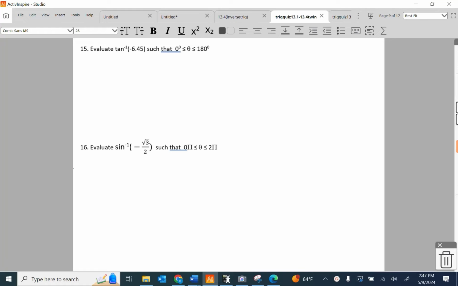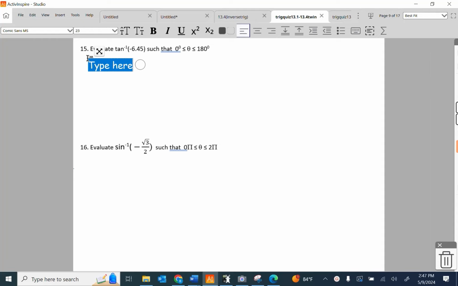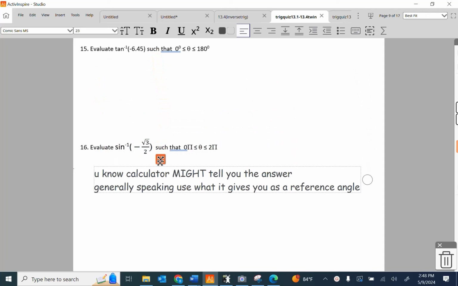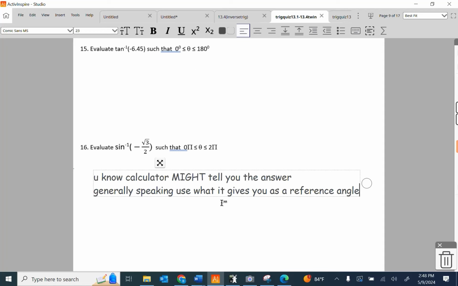So I've got a few minutes before the bell to leave, and I thought I would do this. For number 15, we're going to have to find an angle that lies between 0 and 180 degrees. And if you've been remotely conscious during class, you know the calculator might tell you the answer. Generally speaking, use what it gives you as a reference angle. All right? So that's what we're going to do. We're going to push some buttons on a TI-84. Now, the answer's got to lie between 0 and 180 degrees, all right?